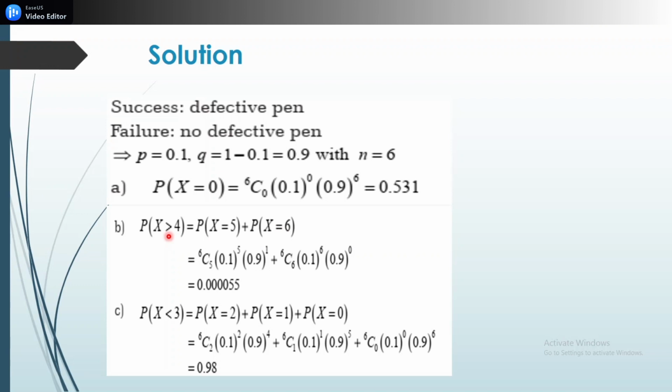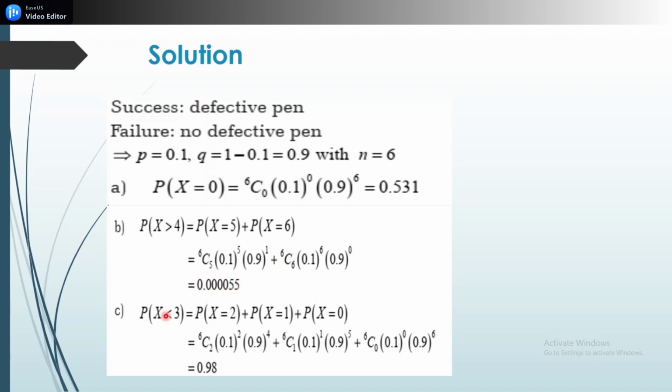Then the probability of getting more than 4 is equal to the probability of 5 plus the probability of 6. We make the operation for the case when x is equal to 5. It is 6 choose 5 plus 6 choose 6. This probability will be equal to 0.00055.